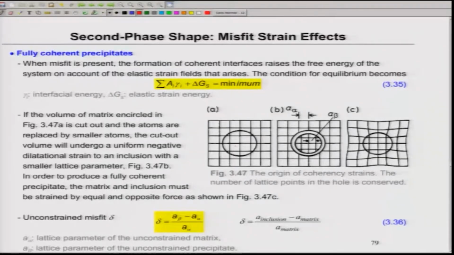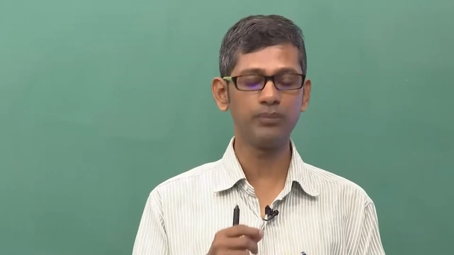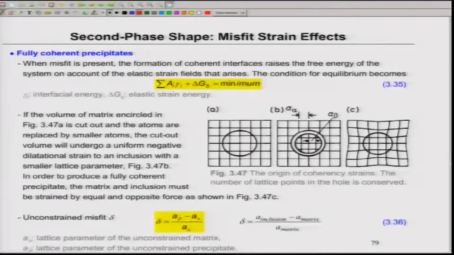So, there will be a smaller lattice parameter for that, and therefore, in order to produce a fully coherent precipitate, the matrix and the inclusion must be strained. That is what is shown here, because of the atomic size differences. In order to form the bonds between the precipitate and the matrix and keep the interface completely coherent, that means all the atomic bonds are to be satisfied, the bonds have to be distorted between the smaller atoms and the bigger atoms, that is between the precipitate and the matrix. And as you see, the unconstrained misfit is basically (a_beta minus a_alpha) divided by a_alpha, where beta is the precipitate and alpha is the matrix.